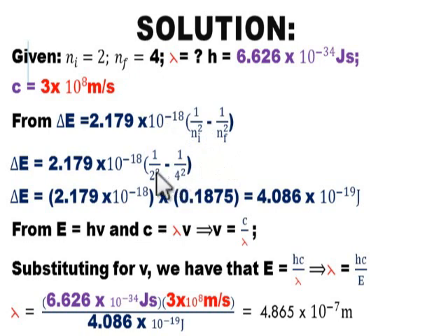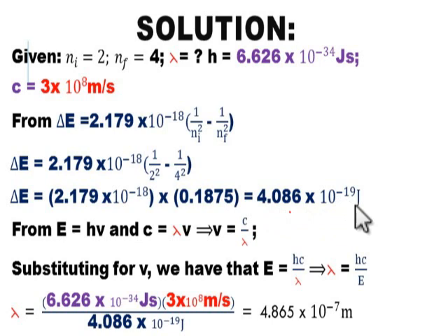Now, having substituted that, 2 squared is 4. 1 divided by 4 is 0.25. Then 4 squared is 16. 1 divided by 16 is 0.0625. If you subtract 0.0625 from 0.25, you're going to have 0.1875. Okay, now multiply it by 2.179 times 10 exponent minus 18. You're going to have 4.086 times 10 exponent minus 19 joules, and that is the energy of the electron.